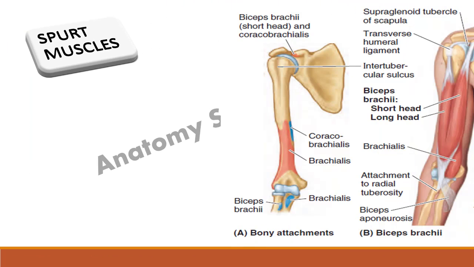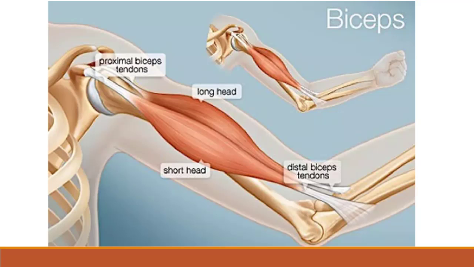Spurt muscles are also called the transaxial muscles because their proximal attachment is away from the acting joint, and their distal attachment is close to the same joint where the movement is occurring. Typically, the spurt muscles are the prime mover or agonist. I will explain spurt muscles again with an example of the elbow joint. In the elbow joint, biceps brachii is the chief spurt muscle.